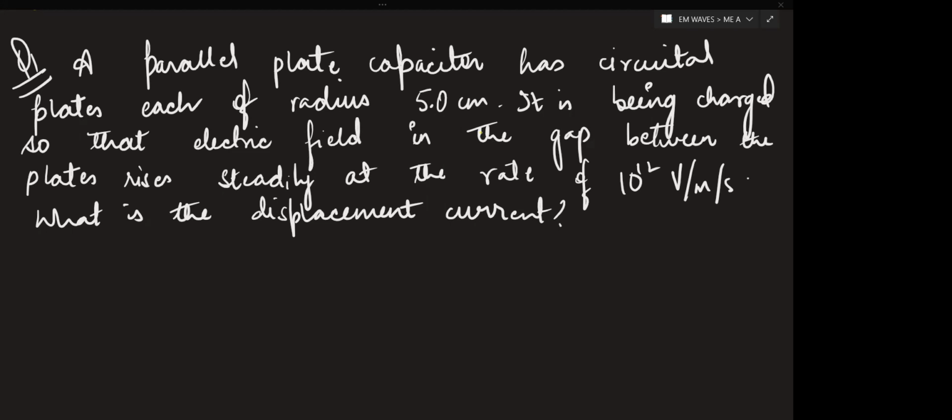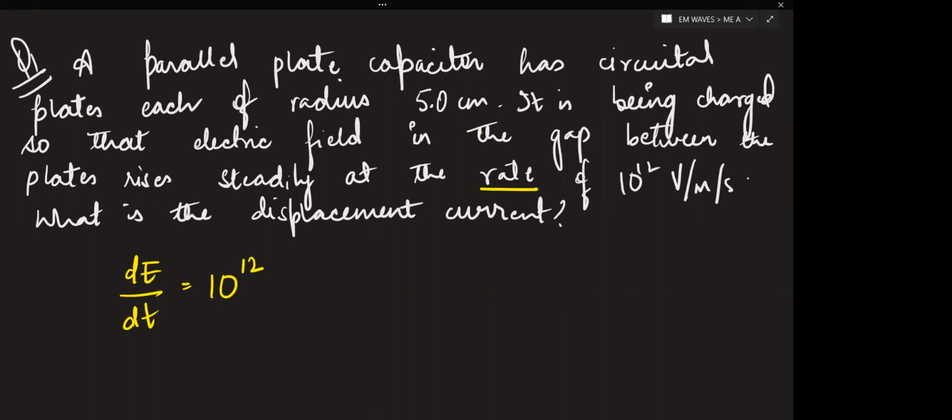See class, this question says a parallel plate capacitor has circular plates each of radius 5 centimeters. It is being charged so that the electric field in the gap between the plates rises steadily at the rate of 10 to the power 12 volt per meter per second. Whenever I use the word rate, rate means anything that gets divided by time or changes with respect to time. So dE by dt is given as 10 to the power 12.